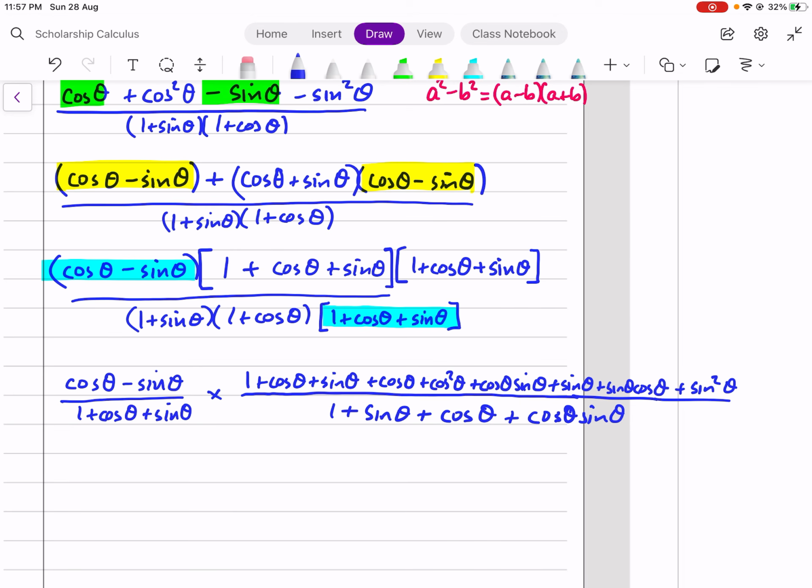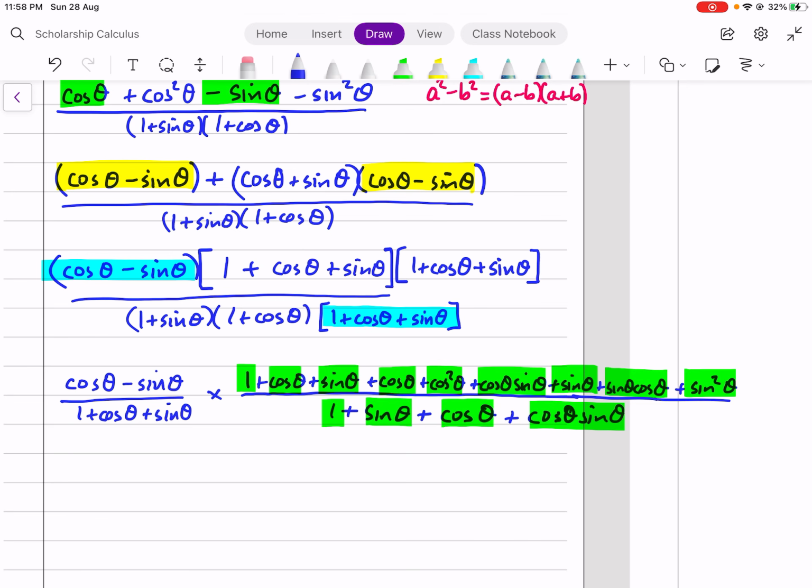Okay, this is where it's really neat. Sine theta, there's 2 of them. Cos theta, there's 2 of them. 1, there's 2 of them. 1 there, and a cos squared and a sine squared. That makes another 1. And then the last one, cos theta, sine theta, cos theta, sine theta, 2 of them. So the numerator is just double the denominator.